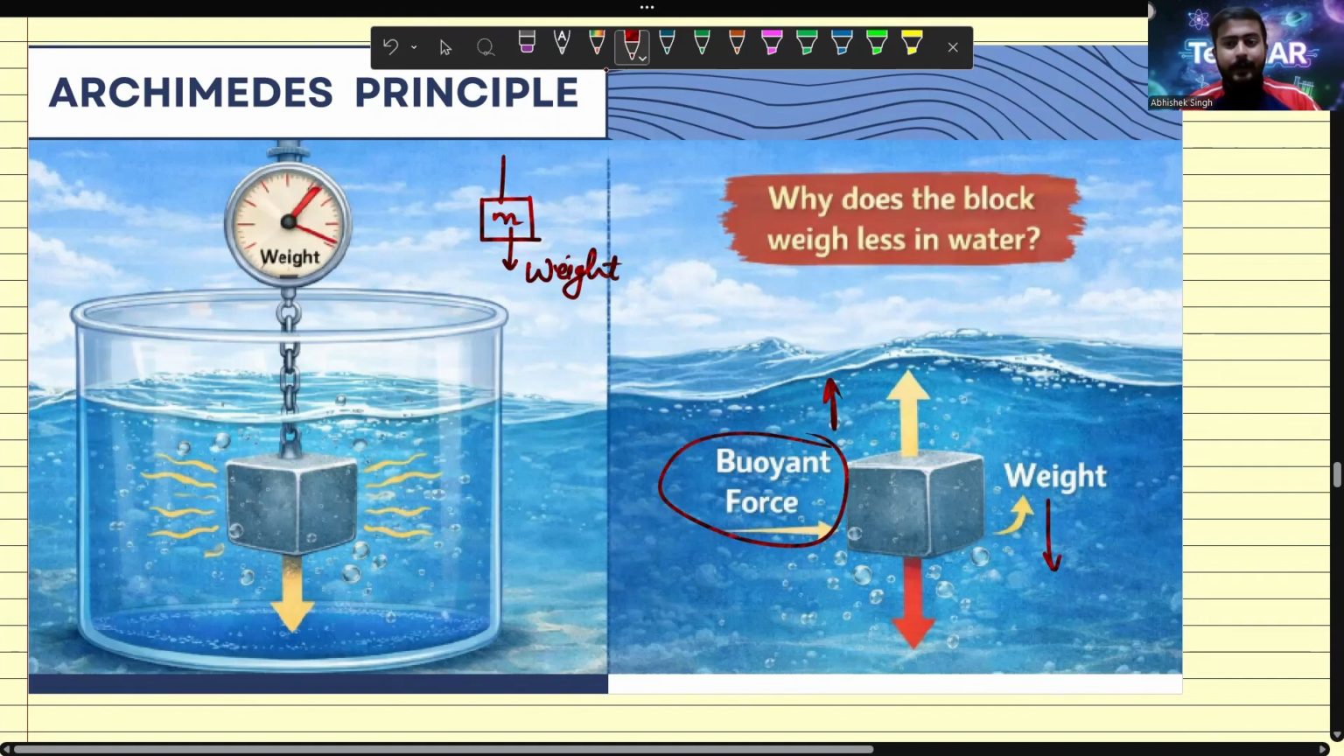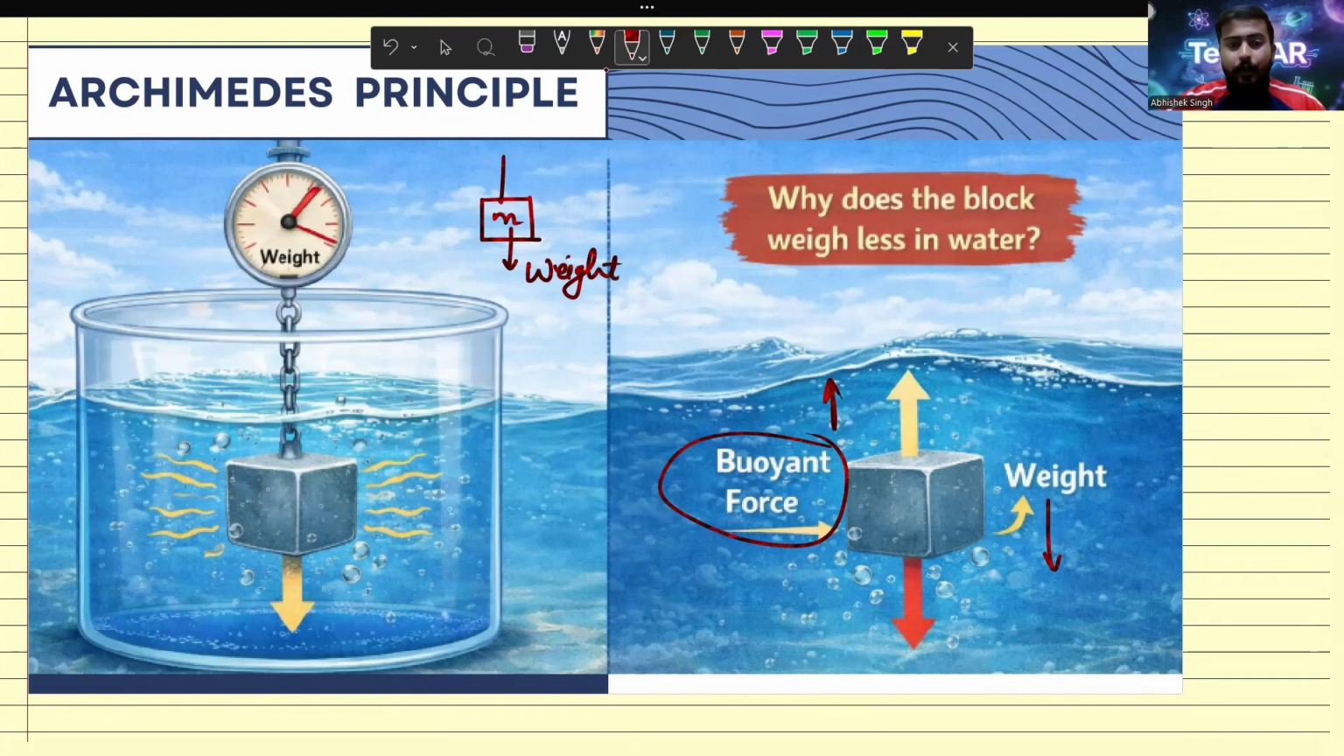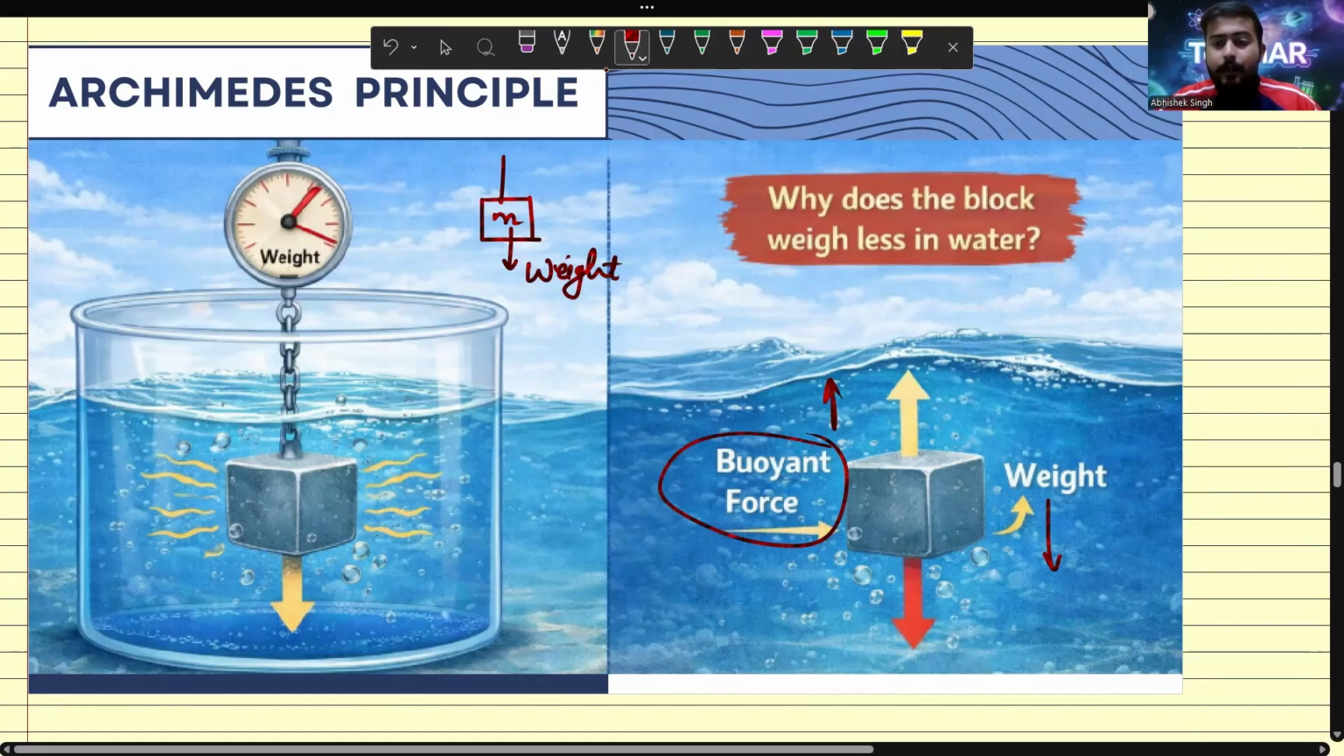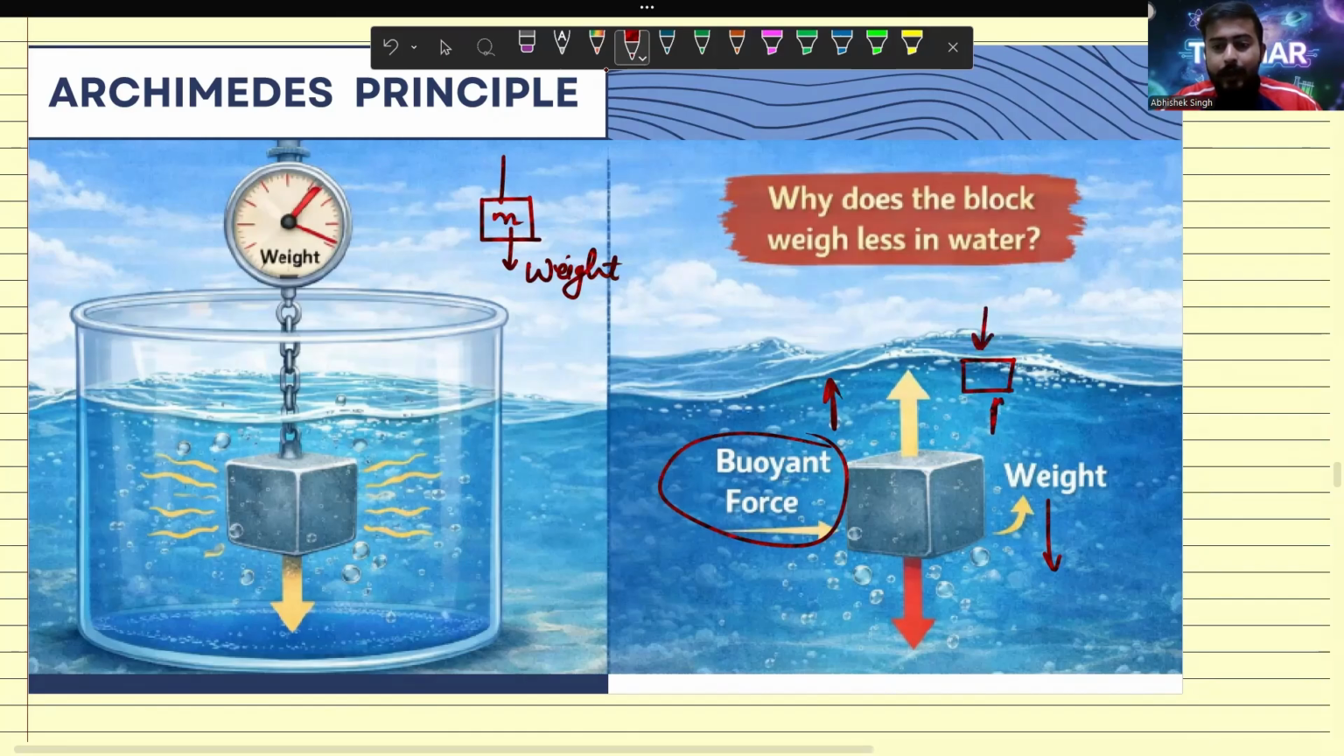And that is why the weight in the reading of the spring balance reduces. Why? Because we are experiencing two forces, one acting downwards, one acting upwards. If the buoyant force is acting upwards and the weight is acting downwards, it will definitely reduce the effect of weight.